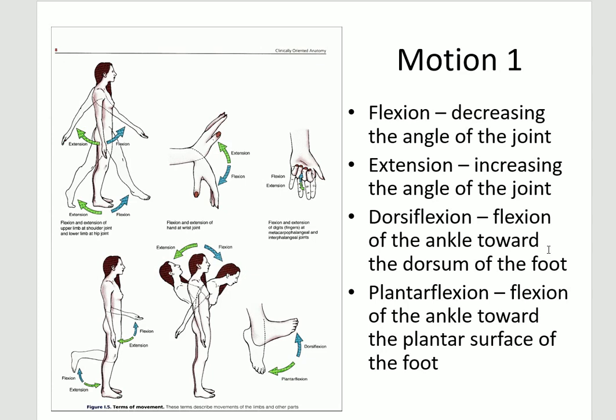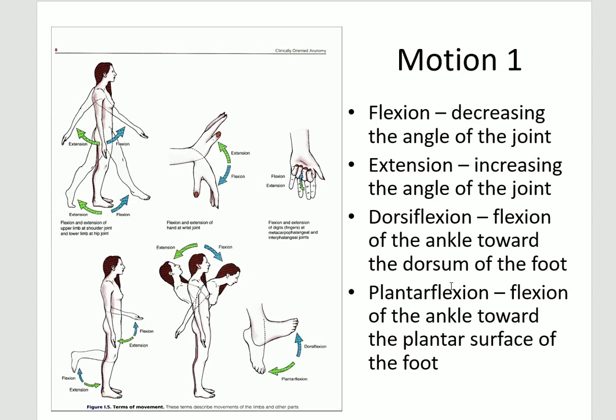Dorsiflexion only talks about the foot, so flexion of the ankle towards the dorsum of the foot. So remember, that's the opposite of the plantar of the foot. And then plantar flexion is going to be towards the plantar surface of the foot. So dorsiflexion up towards the top, plantar flexion down towards the bottom of the foot. With the wrist extension, you're extending the fingers up, flexion, flexing the hand down. With the digits, flexing fingers in. Flexion and extension shouldn't be too difficult. Dorsiflexion, plantar flexion should be pretty easy to remember.